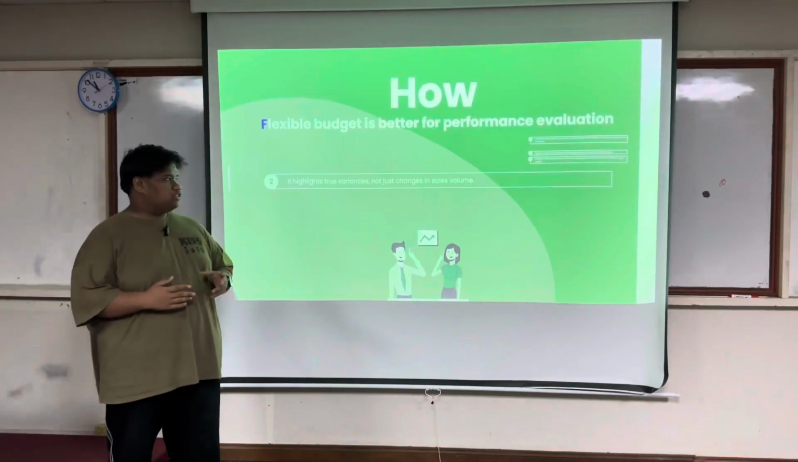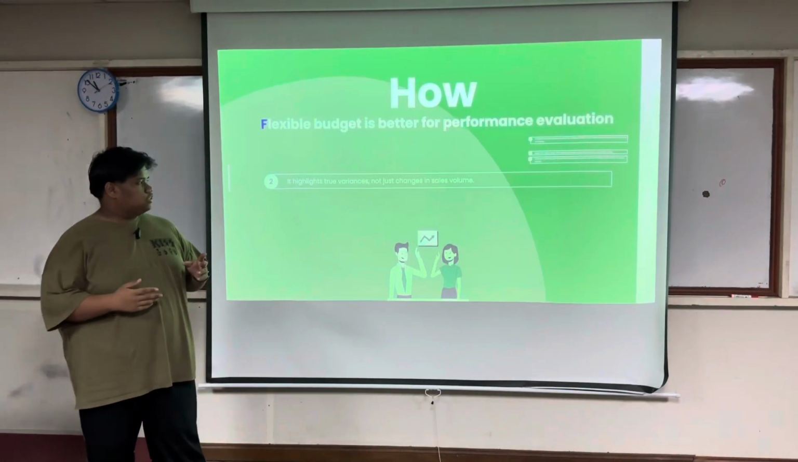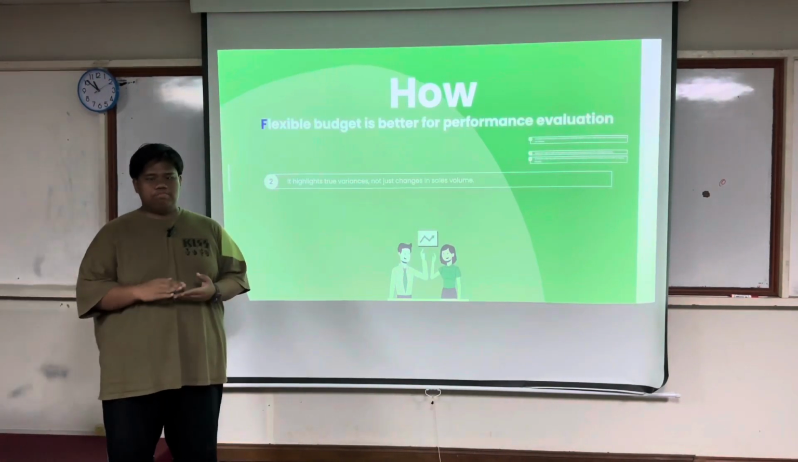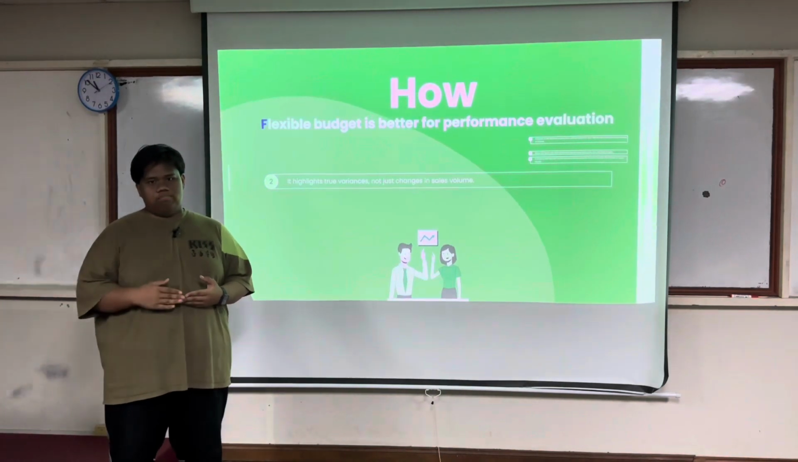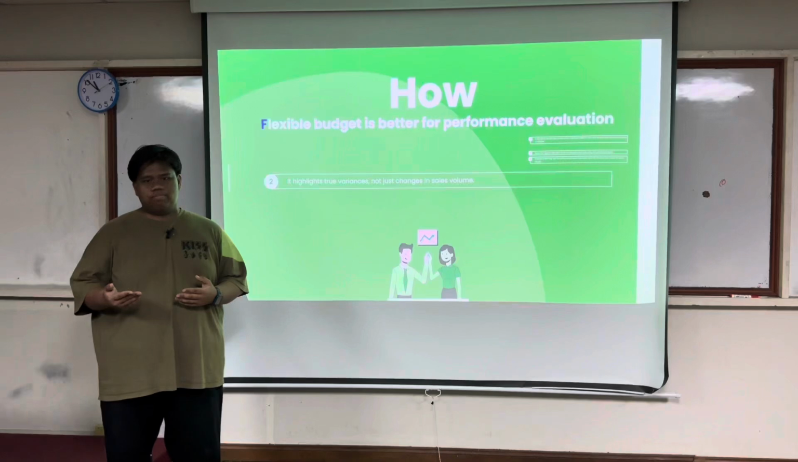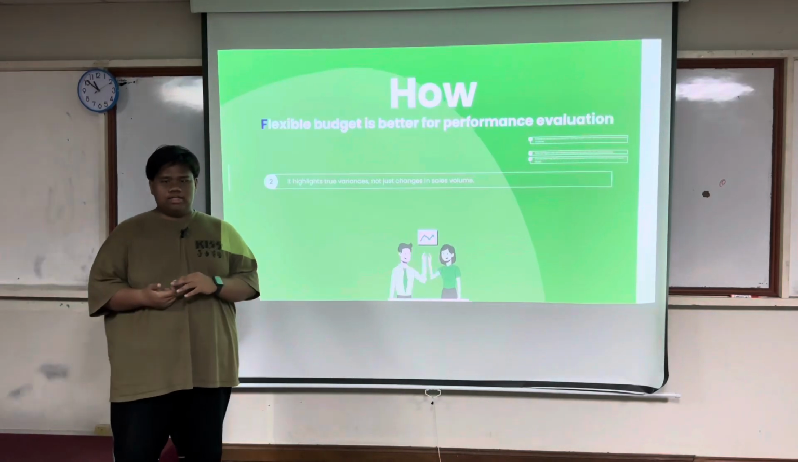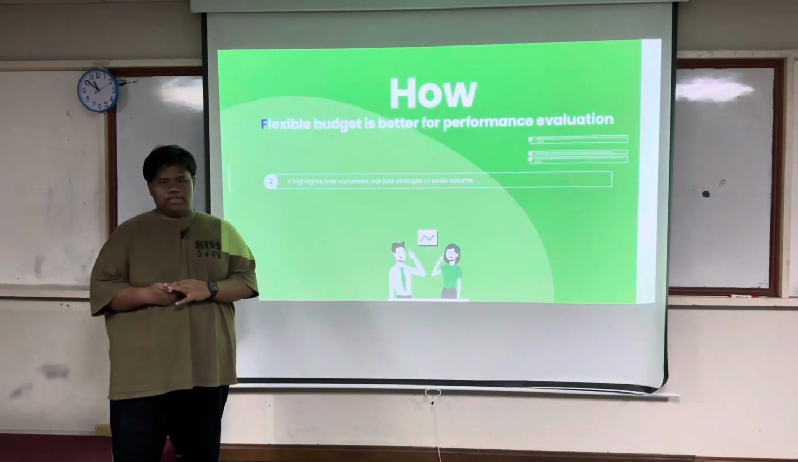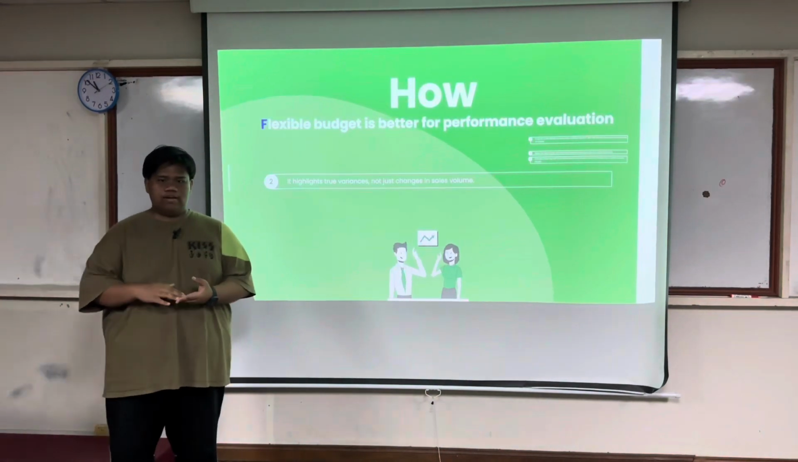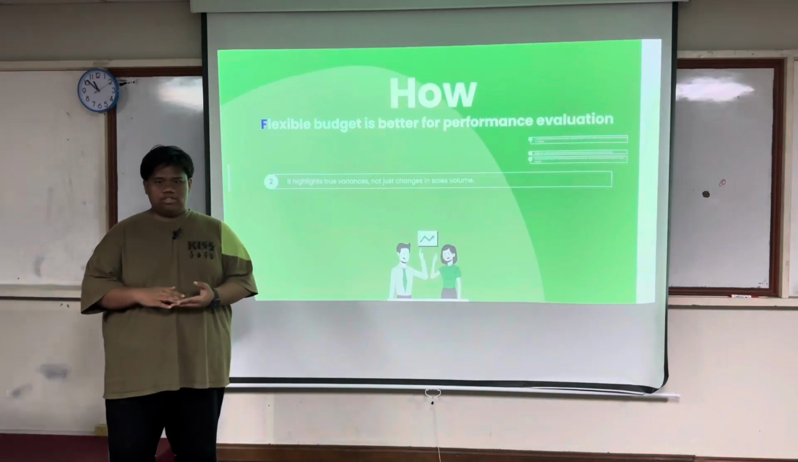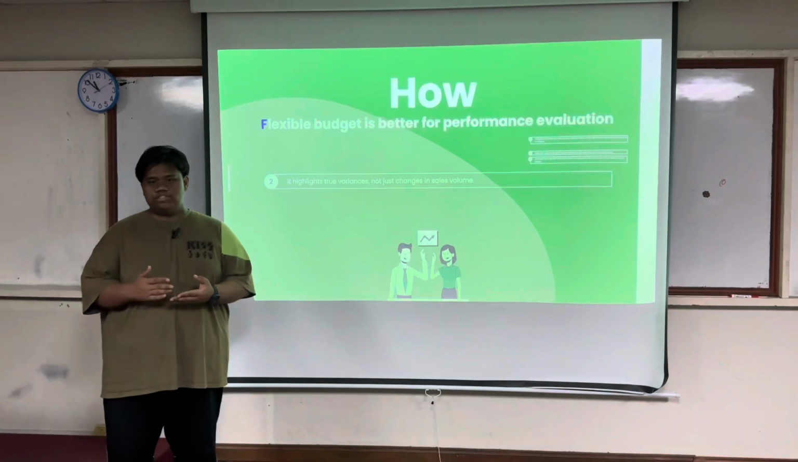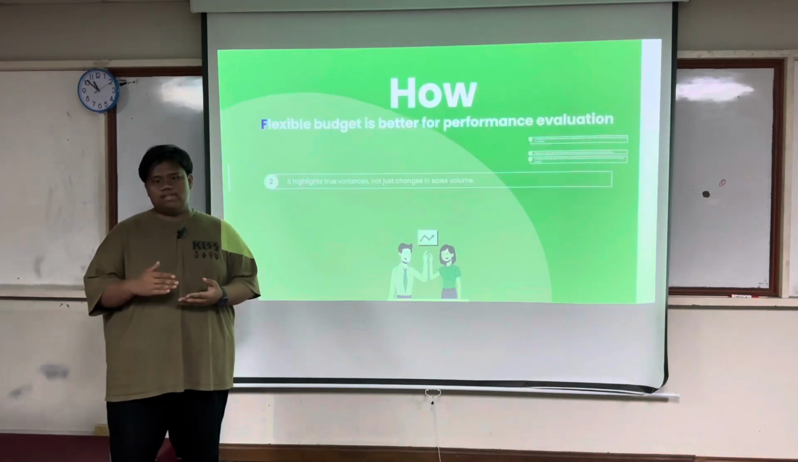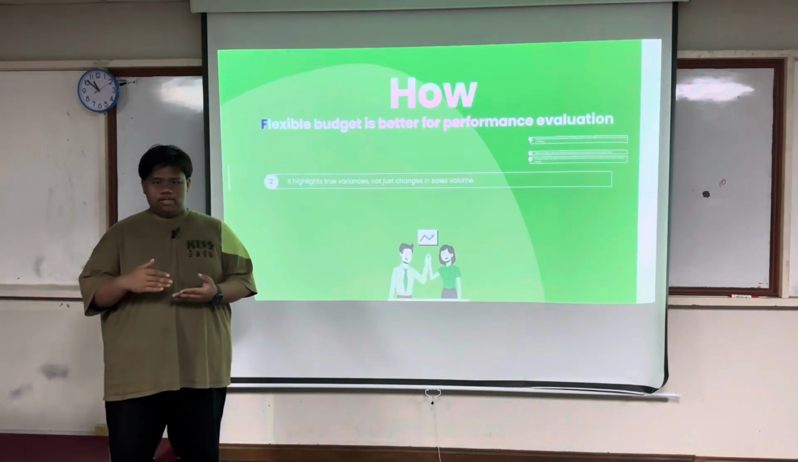The second one is that it highlights true variances, not just changes in sales volume. This means we are not just looking at how much we sold, but also at other differences, for example higher material cost or lower productivity. This will help us understand what really caused the result. So instead of guessing, managers can see clearly where things went well and where they did not.